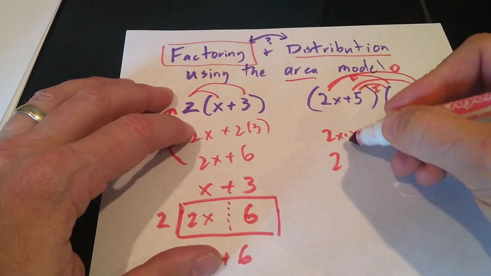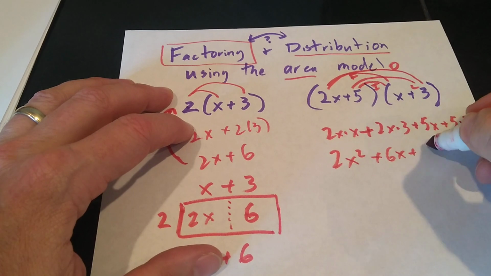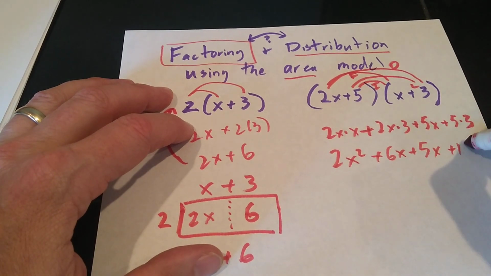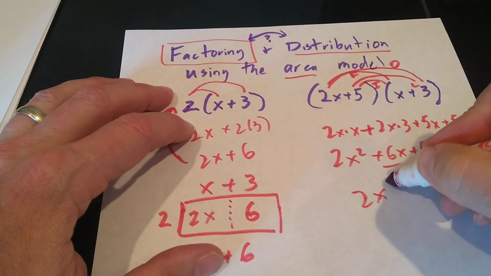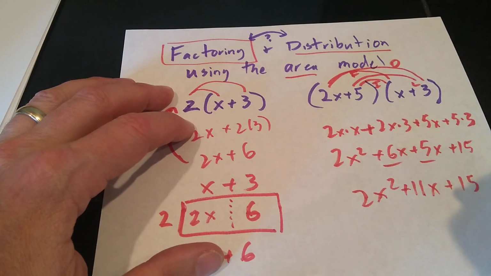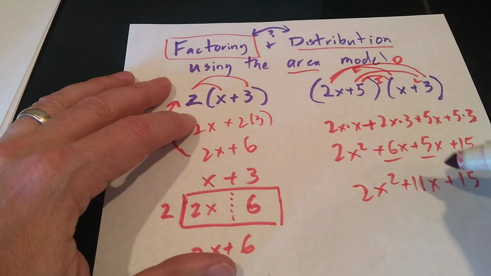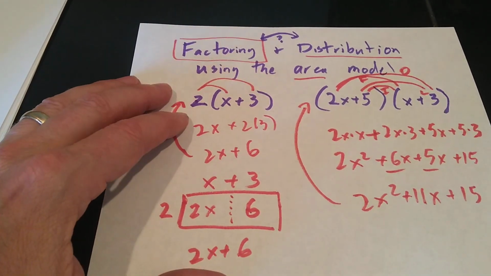And so 2x times x is x squared. I get a 6x, I get a 5x, and I get a 15. And we have some like terms there that we can combine. So this is 2x squared plus 11x plus 15. This is traditionally the way we've learned it. And once again, sometimes I might give you this and say, hey, can you work backwards and figure out what this was to start with?